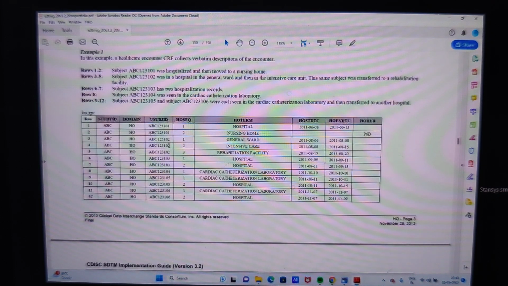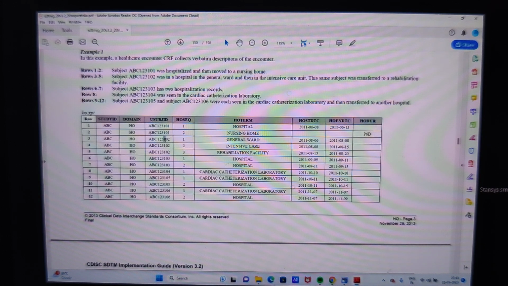Can you see there is a subject called ABC 101? He's got two observations. First, the HO term is hospital, with start date June 8th to June 13th. And then we shifted to a nursing home, and we don't have the start and end. In fact, we have duration. He stayed there 6 days. All these are permissible variables. No need to worry about the data.